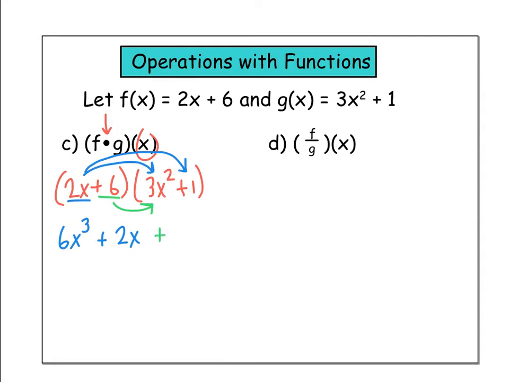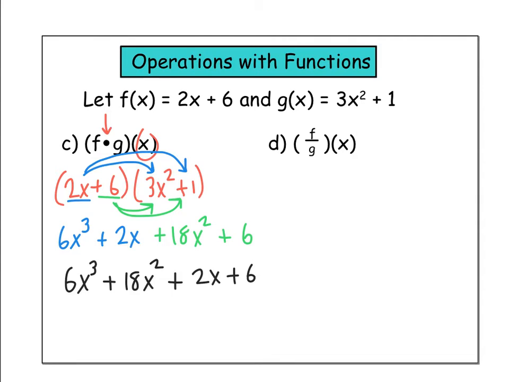So plus 18x squared and plus 6. Okay, and we're just about done. We just would like to write this in standard form, so we're going to get the exponents in order. 6x cubed, then we'll write the plus 18x squared, plus 2x, and plus 6. Okay, and that is it.